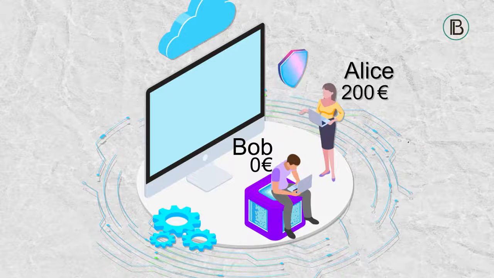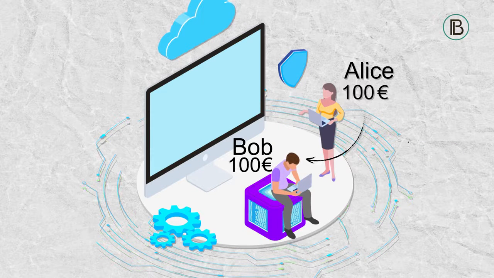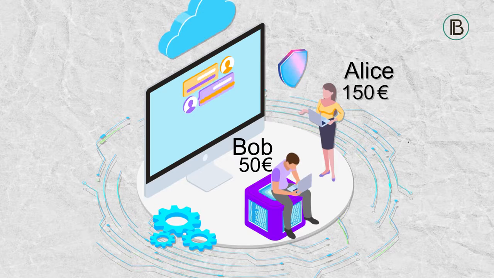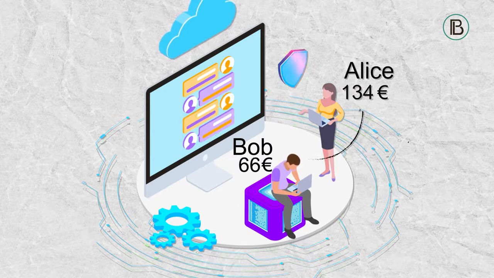Let's take a look at a simple example. Alice has 200 euros and sends Bob 100 euros. We record this on the line. Now we know that Alice and Bob each have 100 euros. Then Bob sends 50 euros to Alice. The corresponding record is made on the next line. Now Alice has 150 euros and Bob has 50, and so on until the end of the page.